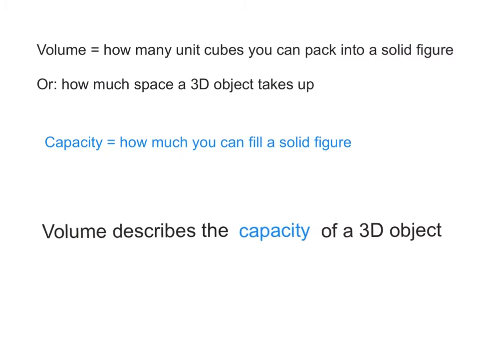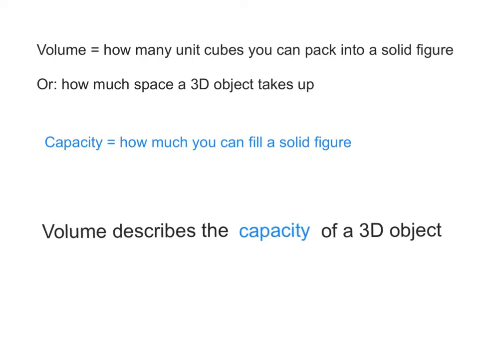As we know, volume is how many unit cubes you can pack into a solid figure, right? Do you guys remember building those nets and then putting in the unit cubes and counting them to find out what the volume was? So we also know that volume means how much space a three-dimensional object takes up. Capacity is another word that describes that same thing. I want you guys to write this blue definition down. Capacity means how much you could fill a solid figure. So volume, therefore, describes the capacity or how much a 3D object can hold.